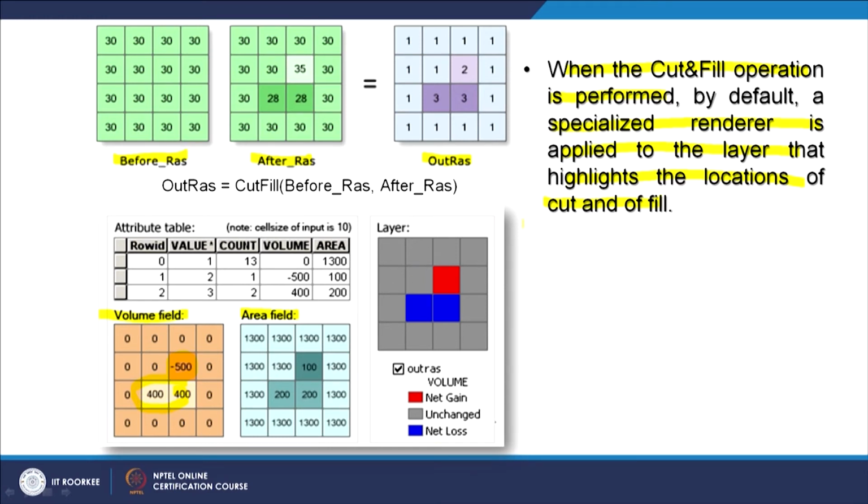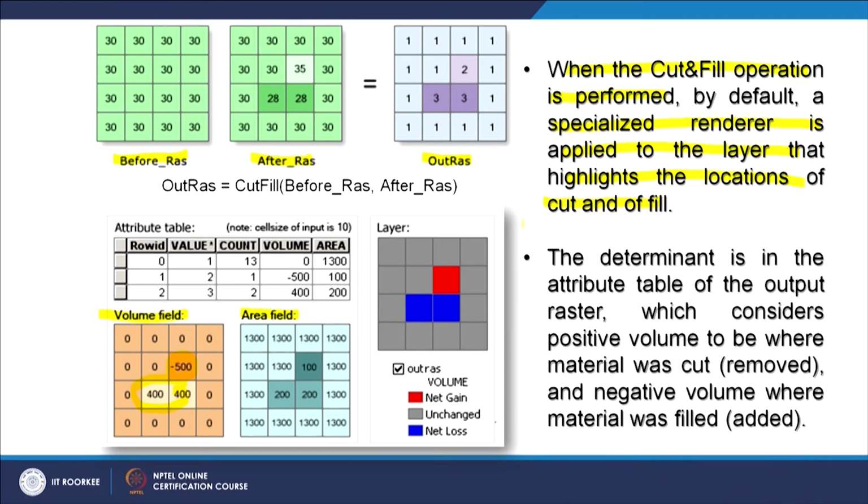So, this basically describes what happens at the cell level. So, the determinant is in the attribute table which we are having here of the output, which considers positive values to be where the material was cut or removed and negative values where material was filled or added.